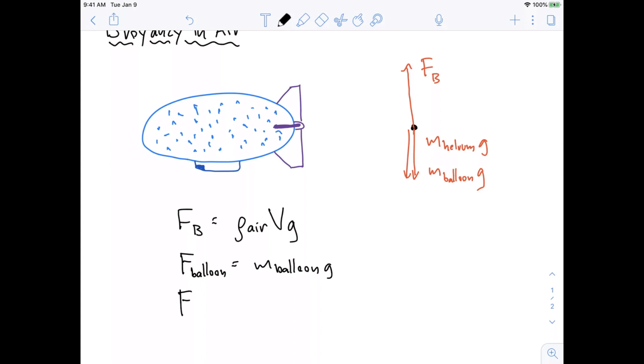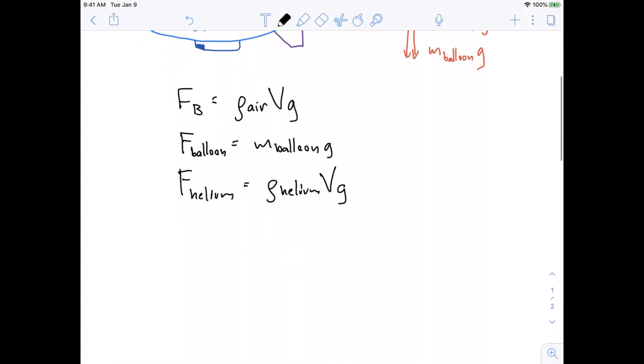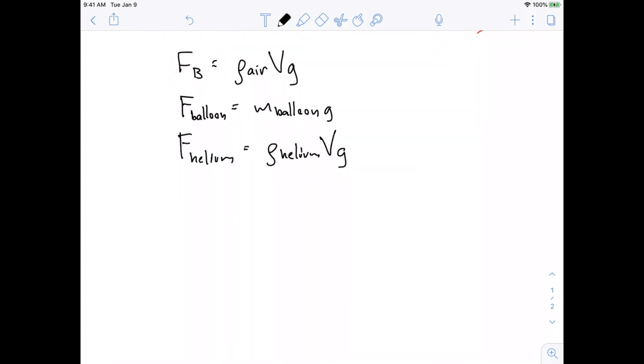And then there's some force from the mass of the helium. And that's equal to the mass of helium times g, but we know we can write that in terms of the density of helium, which we're given in the problem, times the volume of the balloon, the total volume of the balloon, because it's filled completely with helium, times g, right? And so one thing to be careful of is that these volumes are the same, right? The helium is displacing all of the air to make the buoyant force.